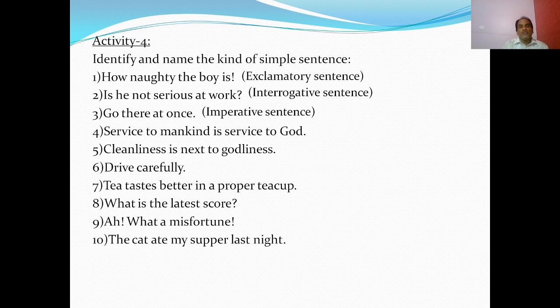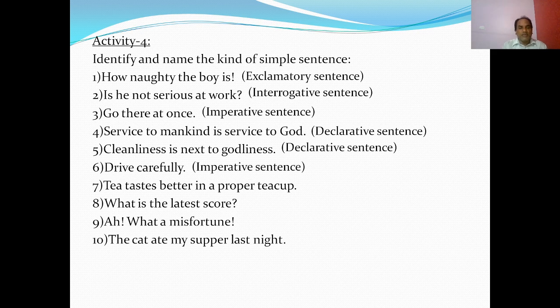Service to mankind is service to God. This is a declarative sentence. Cleanliness is next to godliness. This is a declarative sentence. Drive carefully. This is an imperative sentence. Tea tastes better in a proper teacup. This is a declarative sentence. What is the latest score? This is a question or interrogative sentence.